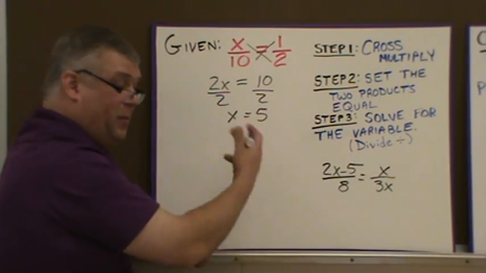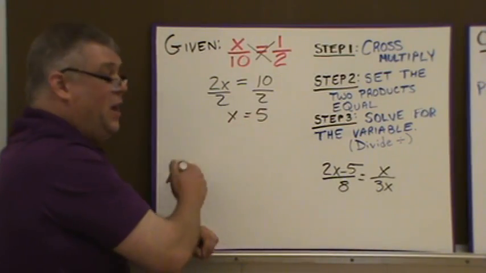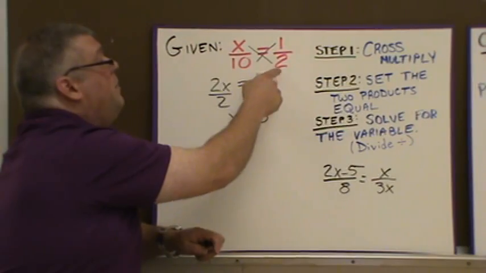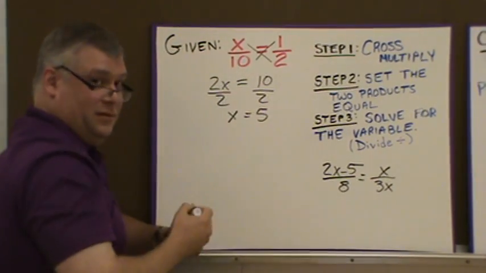Generally, in a proportion as simple as this, it is going to involve multiplying the two numbers that are opposite of each other and dividing by the number that is opposite of the variable.